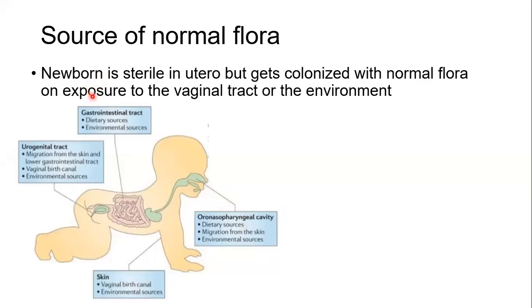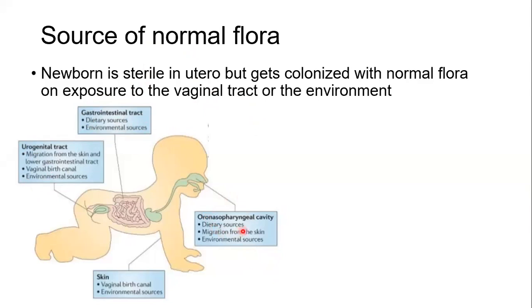So there are several sites or sources of normal flora thereafter, that's after delivery. One of them is the GIT tract, which could be depending on what they are feeding on or even what they're exposed to. The urogenital tract, either migration from the normal flora of the skin and normal flora of the lower GI tract, the vaginal birth canal, as we said, and the environmental sources as well.